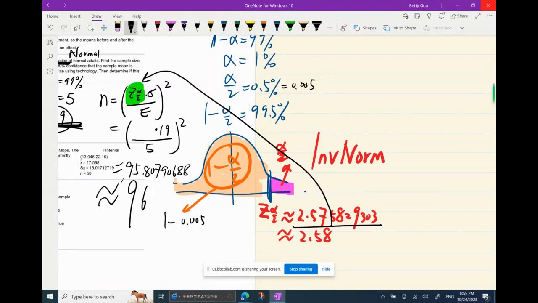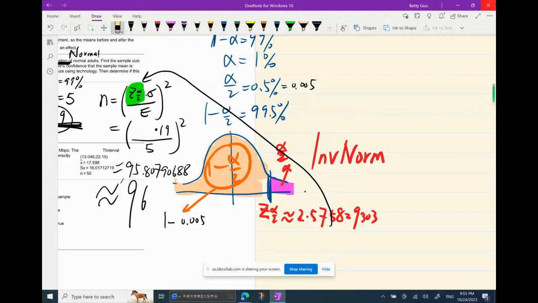Also another reason is that it's already there on the calculator. We're going to use 2.575829303. Make it as precise as possible. Yeah, my bad, I apologize. We don't round it. We should not round it. We should keep it as precise as possible.